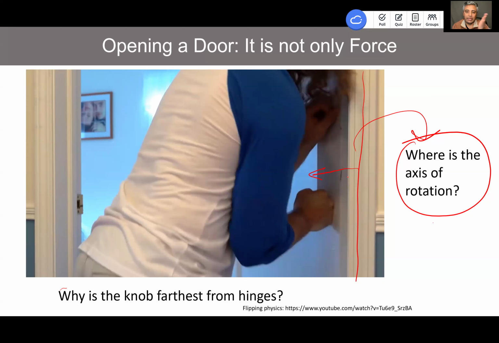So far, when we talked about motion, for example Newton's laws, where you applied the force did not matter because we assumed the object is a point object. So there is no distance from the point. Now the object is extended and where you apply force matters. How far from the axis of rotation you apply the force matters, and that distance is denoted by lowercase r. Okay, r matters. That's what this video is showing us.